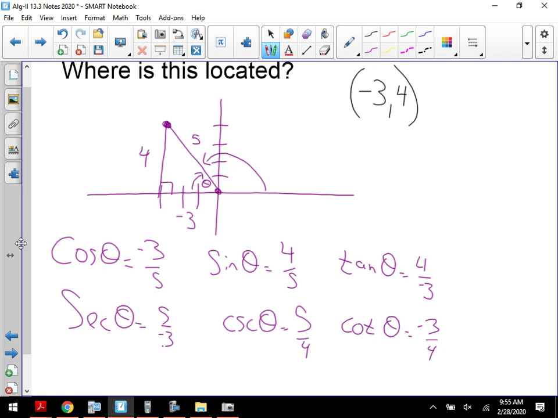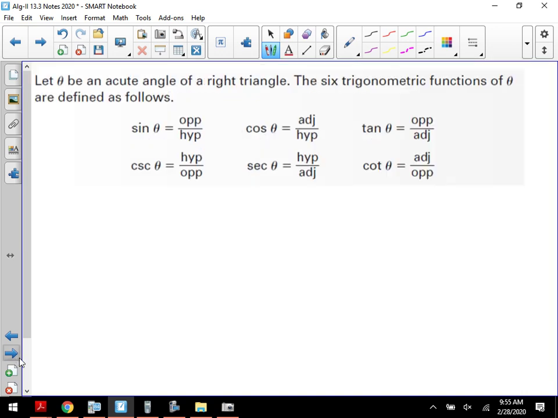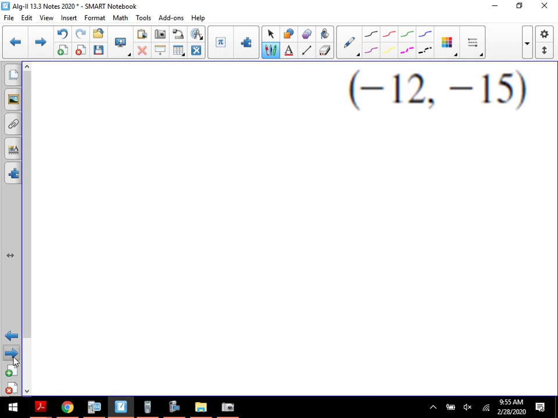Now, let's try this again. What quadrant? Third quadrant. Okay. Now, this one kind of sucks because it's negative 12 and negative 15. Are you going to mark all those little tick marks? No. We're lazy. So I know it's placed right there. You okay with that?